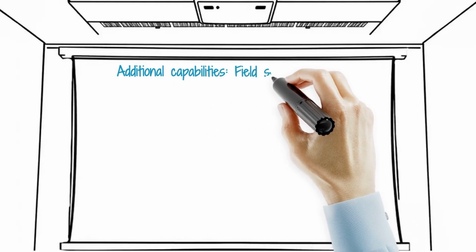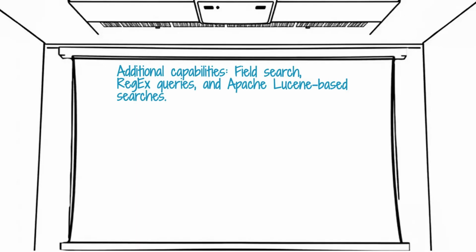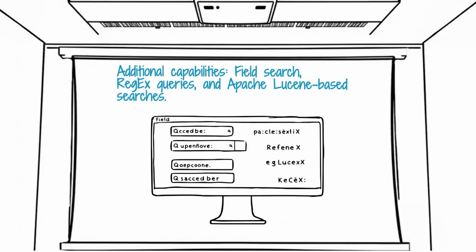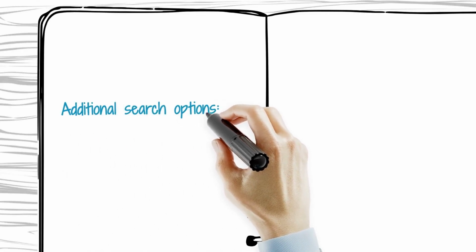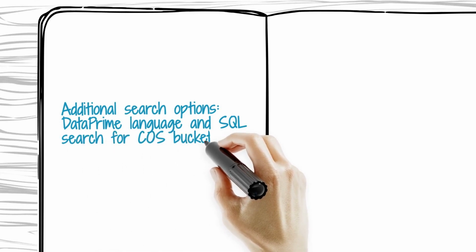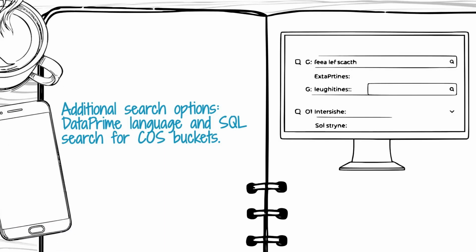Field search. You can specifically target your search to particular fields within your log data, e.g., message error. Regex queries, for more complex pattern matching. Queries based on Apache Lucene. This is a comprehensive query language that underlies many of the search functionalities, including free text, field, and range searches, and supports operators like and, or, and not. Queries based on the IBM Cloud Logs Data Prime language, another powerful query language. SQL search, for querying data directly from IBM Cloud Object Storage buckets where logs are archived.